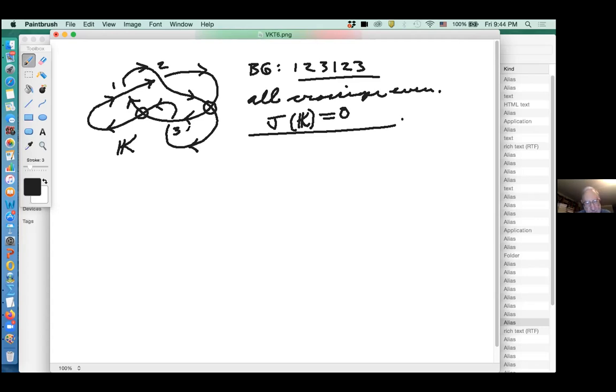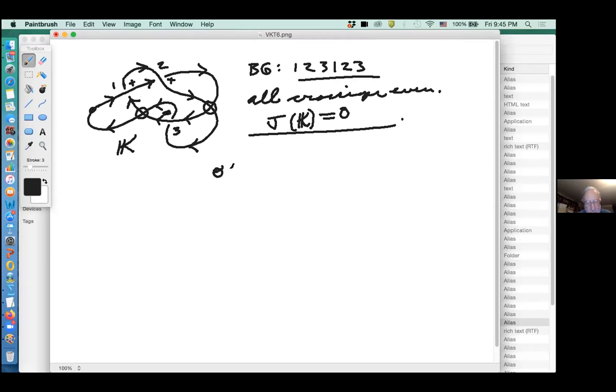What else can I tell you about this example? Not too much more, but I think you ought to look at its regular Gauss code because it's interesting to see what happened here. So let's write that down, starting here. This is a plus crossing. This is a plus crossing. But this is a minus crossing. So it isn't quite a trefoil diagram. In the trefoil it would be plus, plus, plus, but this one is minus.